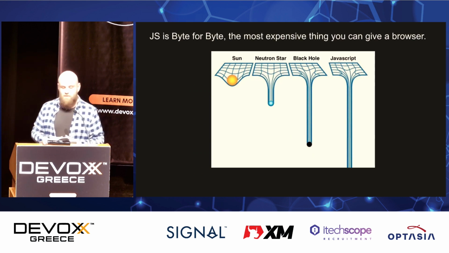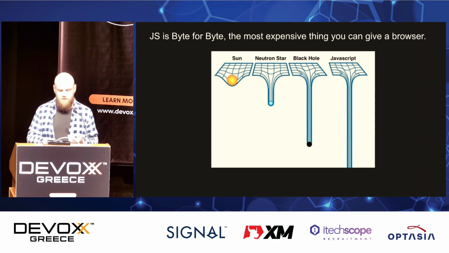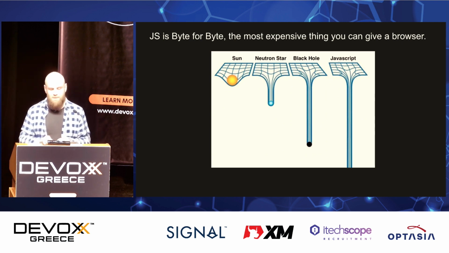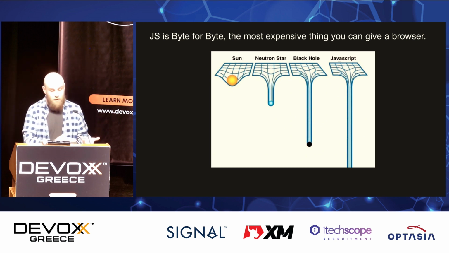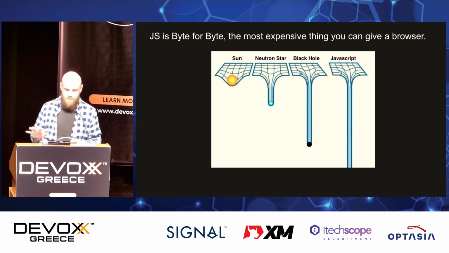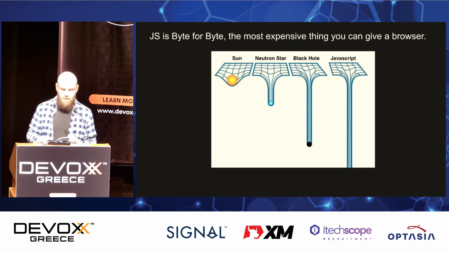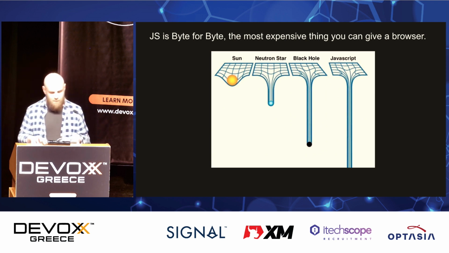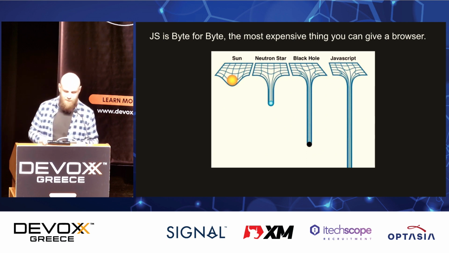Out of all the things we can give a browser, HTML, CSS, fonts, images, JavaScript is byte per byte the most expensive. That's because not only is JavaScript one of the slowest to process, but mainly it's a blocker. When JavaScript enters the picture inside a browser, everything else stops, right? You don't do any HTML or CSS parsing. There's no rendering jobs going on or drawing. You have to wait for it to finish.